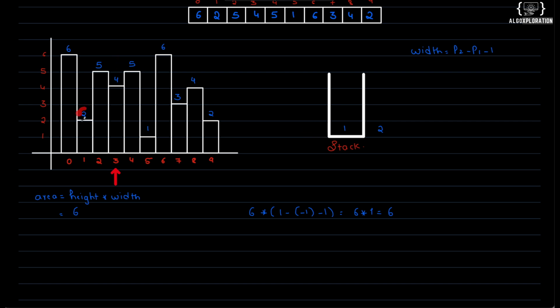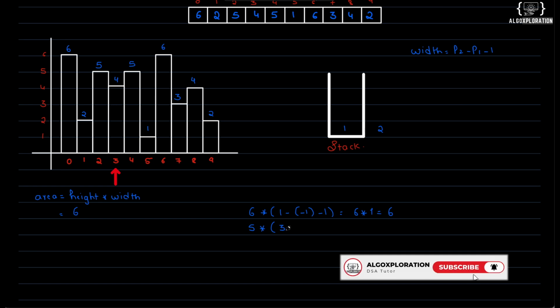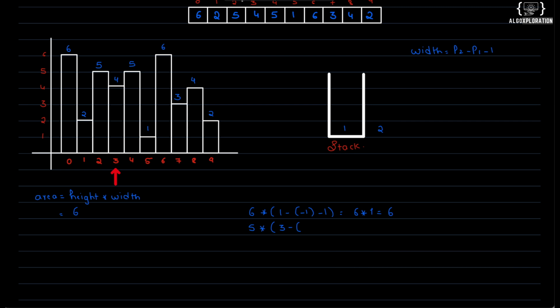Okay, which is 2. So the element that you popped is index 2. In index 2, 5 was there, so 5 into where p2 is there, 3, that is where I am pointing right now, minus where the previous smaller element is present at index 1. Okay, so I'll have 1 over here minus 1. So 5 into 1. So the answer is 5, which is not beating this 6.